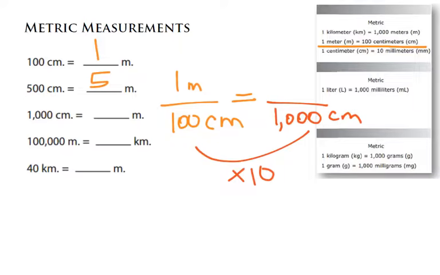Multiply by 10, add a 0 to the end. So if I think about 100 with one more 0, it's 1,000. So I'm going to take my 1 meter and multiply that also by 10, because I'm trying to make equivalent fractions. So 1 meter times 10 equals 10 meters.